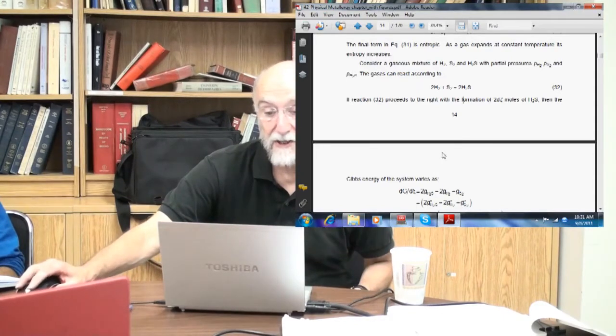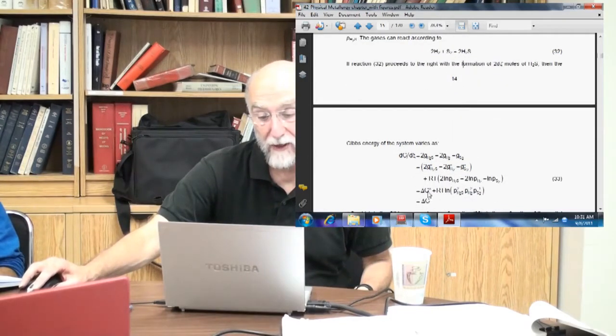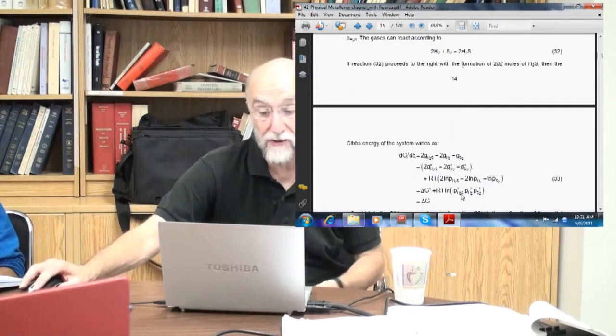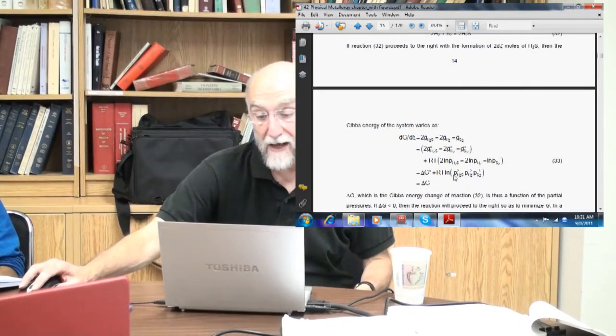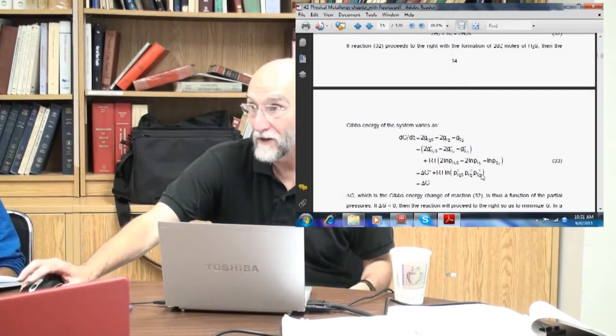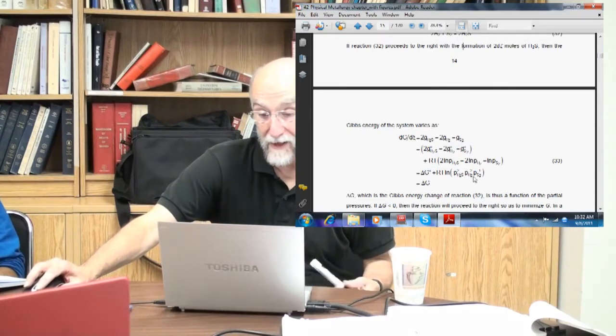As it proceeds, let's say it proceeds to the right. I take delta G 0 from the literature, I plug in the partial pressures that I have in the system, which are not the equilibrium partial pressures. This, by the way, is not the equilibrium constant. This is just the ratio of the partial pressures that happen to be there now. Equilibrium constant is the values at equilibrium. These are not at equilibrium.